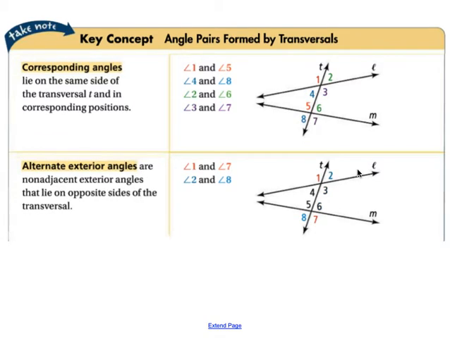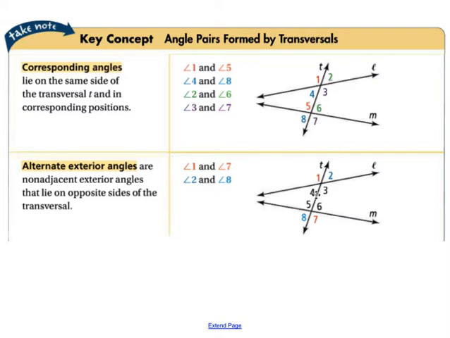Corresponding angles lie on the same side of the transversal and they're in corresponding positions. For example, angle 1 and angle 5 are on the top sides of the lines that cut the transversal, so we say they are corresponding. 4 and 8 are also corresponding. They're on the bottom side of the two lines. 7 and 3 would be corresponding, as well as 2 and 6.